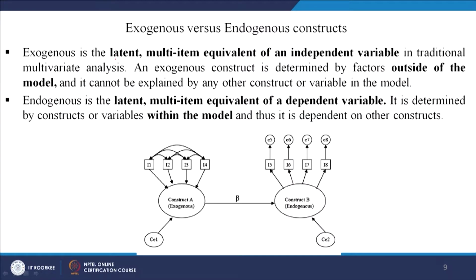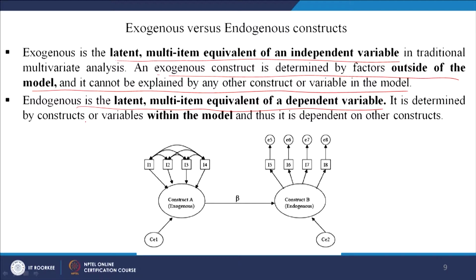Exogenous, as I said earlier, is the latent multi item equivalent of an independent variable. An exogenous construct is determined by factors outside of the model and cannot be explained by any other construct or variable. So, it is like an independent variable. Endogenous is the latent multi item equivalent of a dependent variable. It is determined by constructs or variables within the model, and thus it is dependent on other constructs. You see, this is an exogenous construct, which has several variables, and this is an endogenous construct. Why is this endogenous? Because this is the dependent. So, this depends on the value of this. Only thing is this is a latent construct, both are latent constructs.